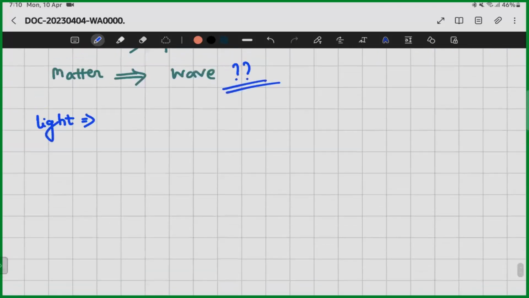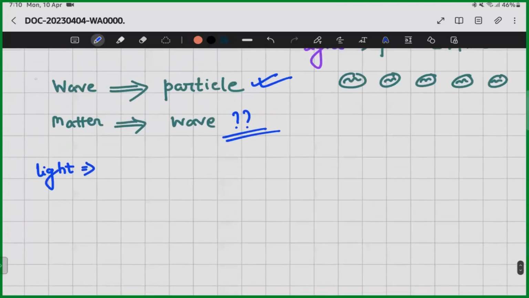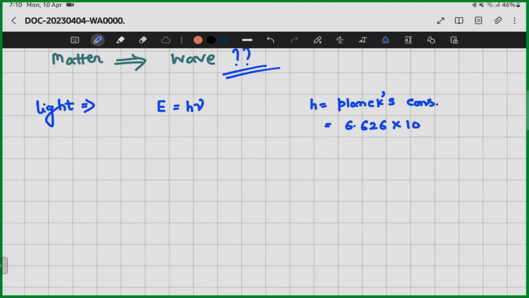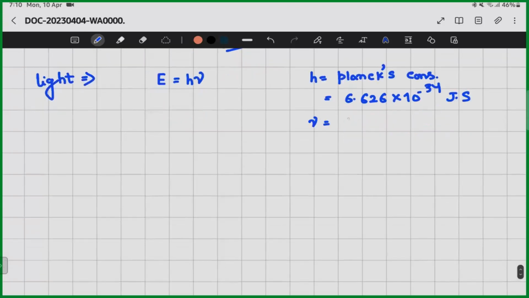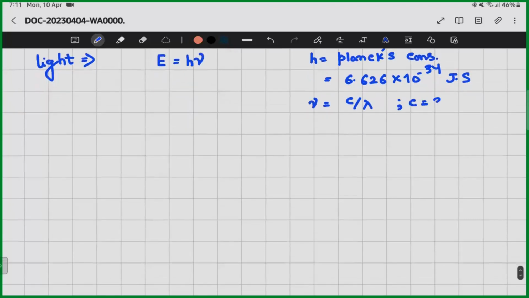For light, this is not new. We already know this from the photoelectric effect. For light, what we obtain is that E is equal to hν. What is h? h is the Planck constant, which is 6.626 times 10 to the power minus 34 joule second. ν is frequency, which is c by λ, where c is the speed of light in vacuum.